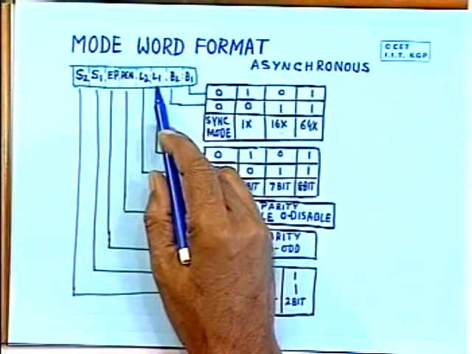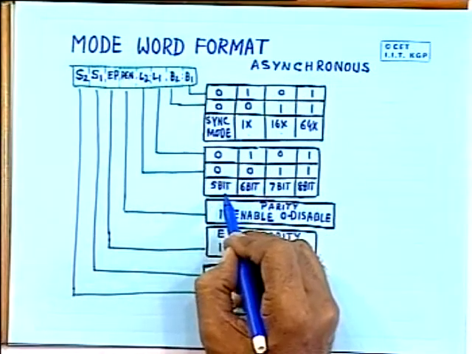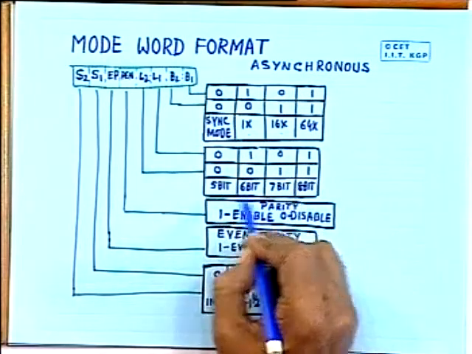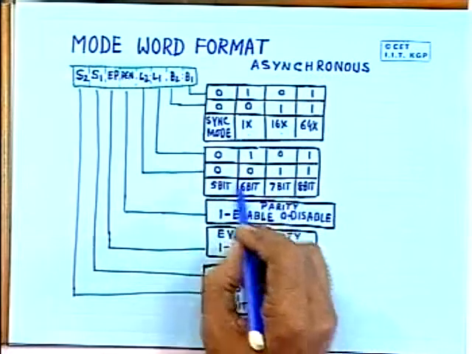Then L1 and L2, these 2 bits specify whether your data is of 5 bit, 6 bit, 7 bit or 8 bit. As I have told, in asynchronous mode you can send 5 bit to 8 bit. How many bits you are sending is decided by these 2 bits.